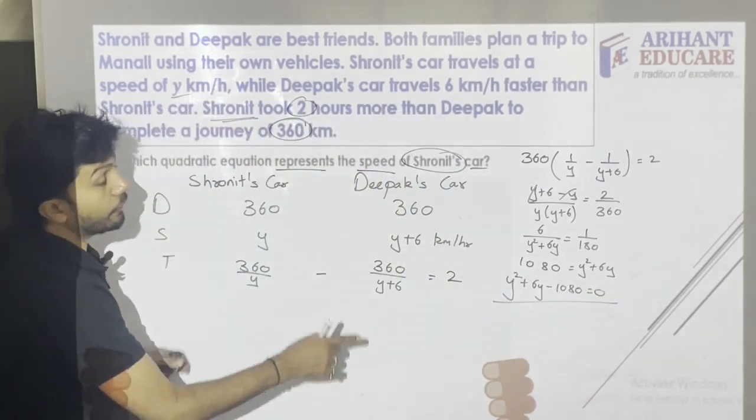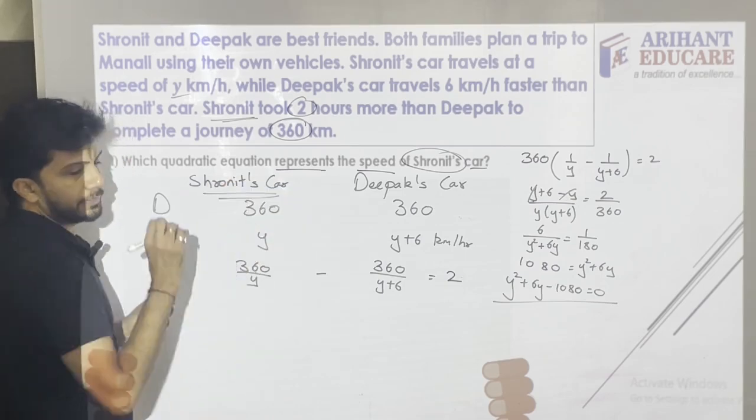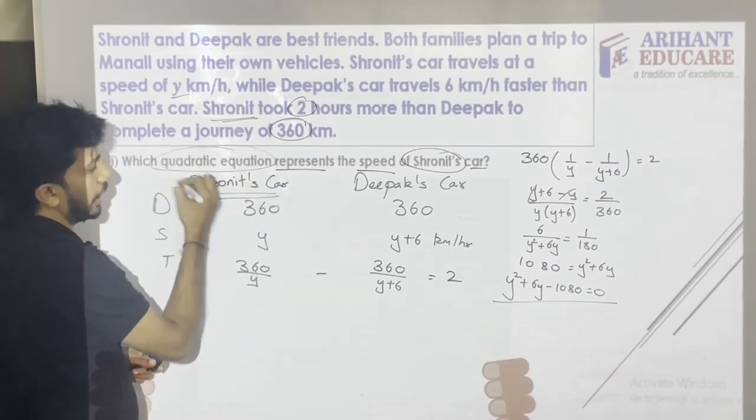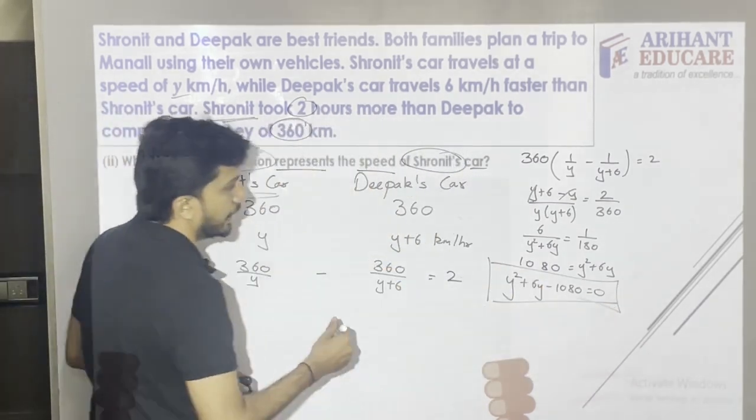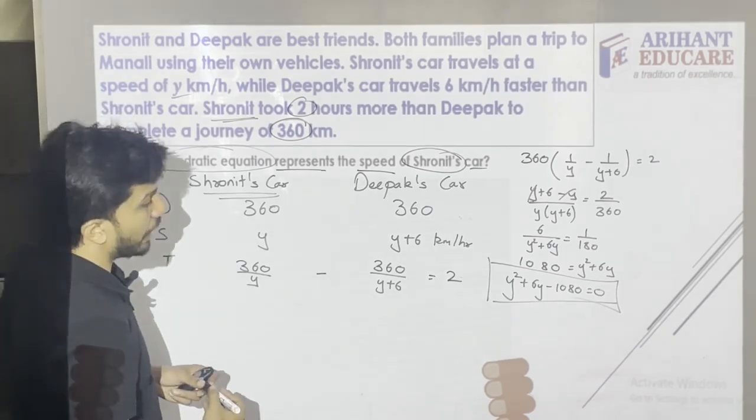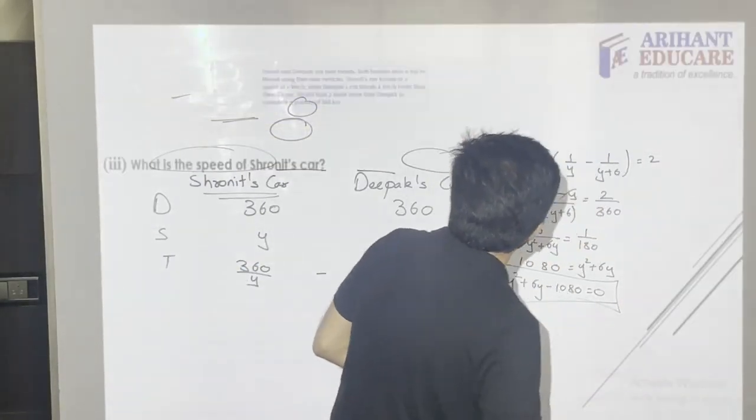This is the equation for the speed of Shronit's car. They wanted only the quadratic equation. Here is the quadratic equation. Now let's see what have they asked further to it.